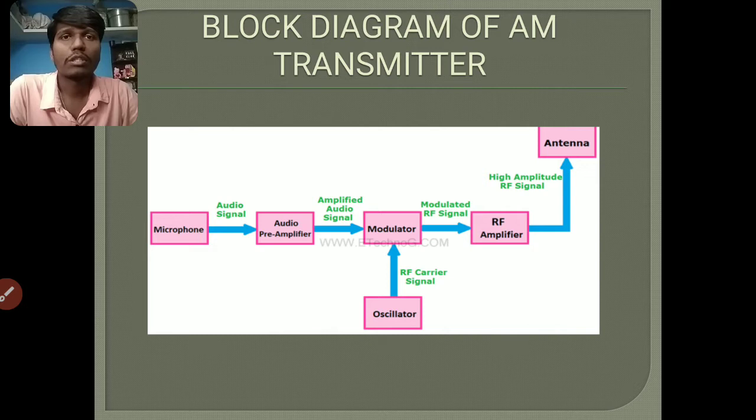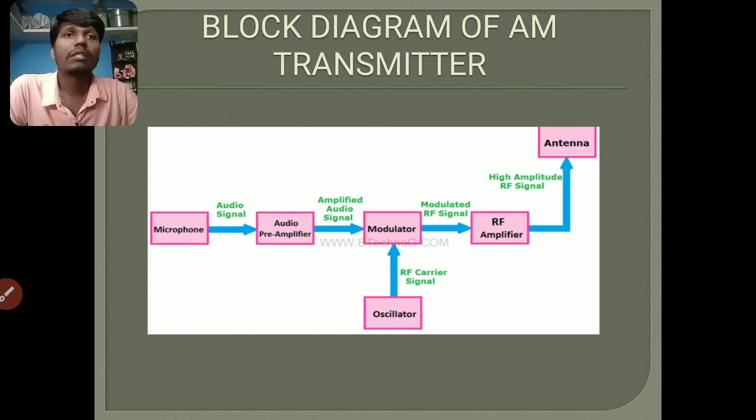Now we discuss the significance of the modulation factor. When M is greater than 1, there is over modulation and the mixing up of the signals. When M is equal to 1, 100% modulation is taking place. When the modulation factor is 0, there is no modulation. Now we have discussed the significance of the modulation factor.